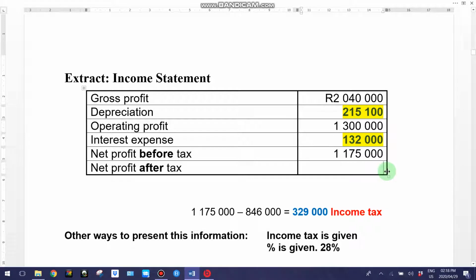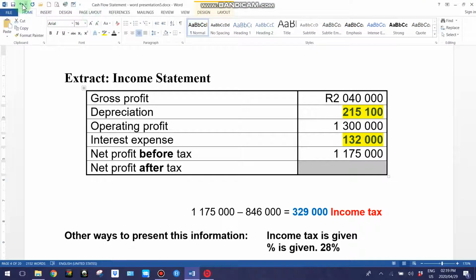They will say net profit before tax. They'll give you the amount, and then they'll say the tax. They'll give you a percentage. They'll say income tax is 28% of the net profit. And if they do that, then again it's quite simple. You're going to take this amount here, you say times 28%, you're doing a calculation, and you'll get the tax amount. No problems there.